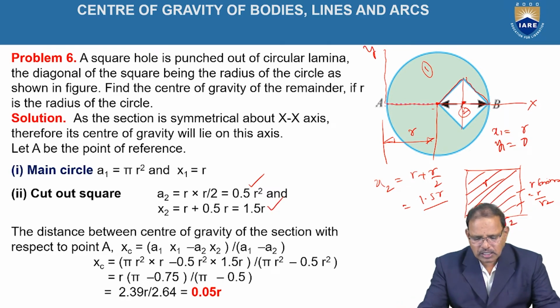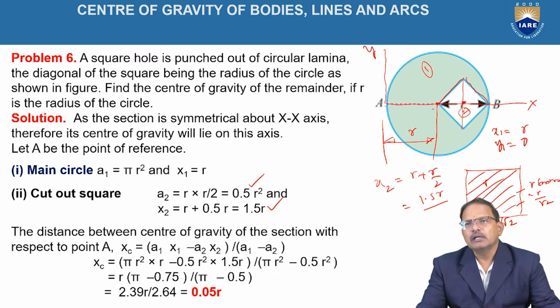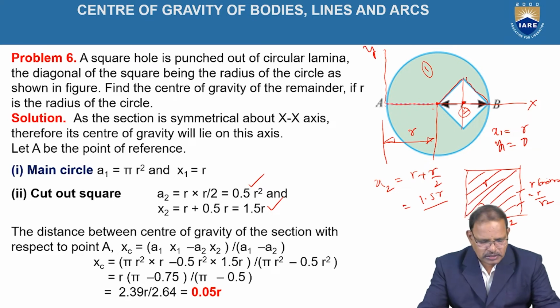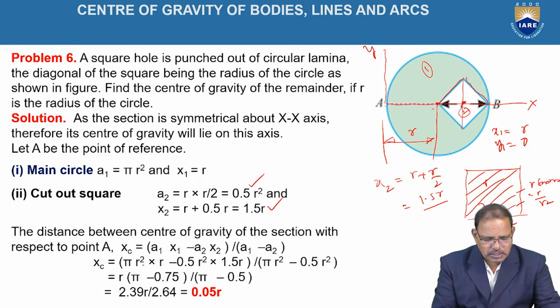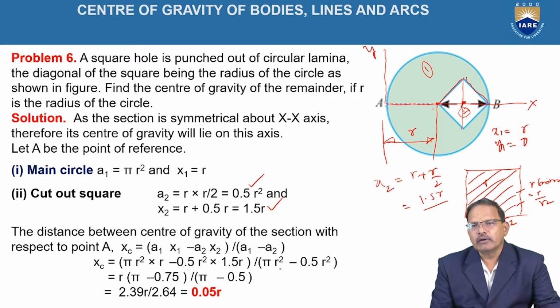Now, the distance of the center of gravity of the section with respect to the point A, because with respect to the point A means nothing but the y-axis, is given by a1 x1 minus a2 x2 divided by a1 minus a2. So, on substituting, a1 is equal to pi r square and x1 is equal to r, a2 is equal to 0.5 r square into 1.5 r, divided by a1 minus a2, pi r square minus 0.5 r square. On substituting the value of pi, we got x is equal to 0.05 r now.